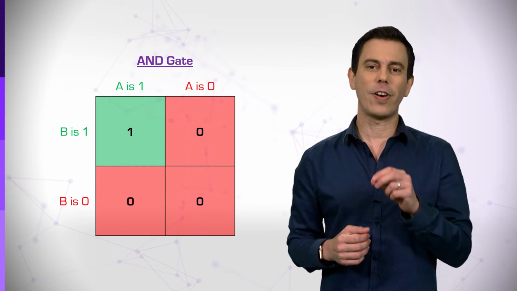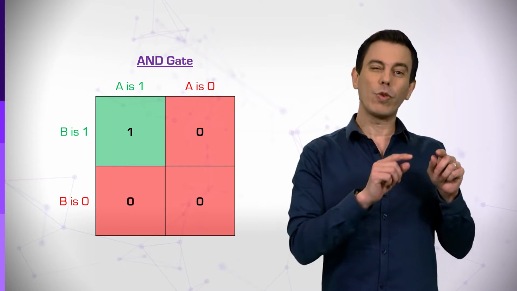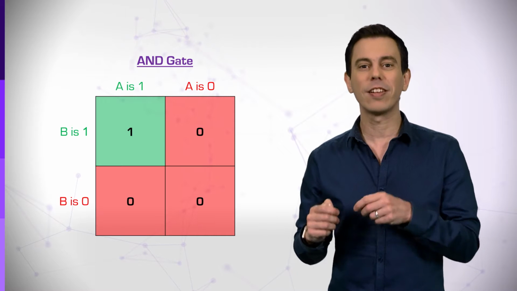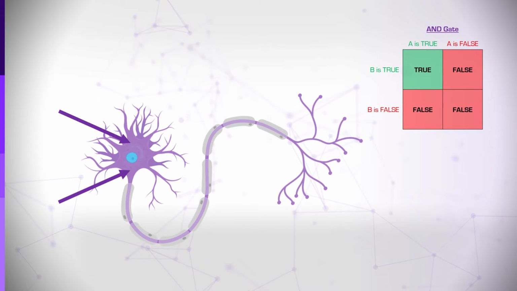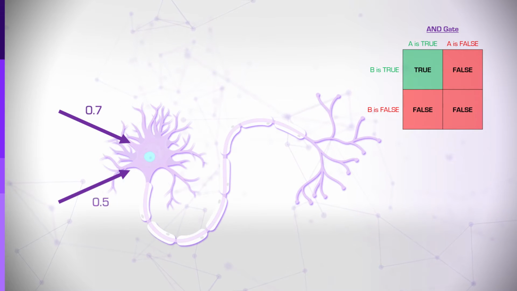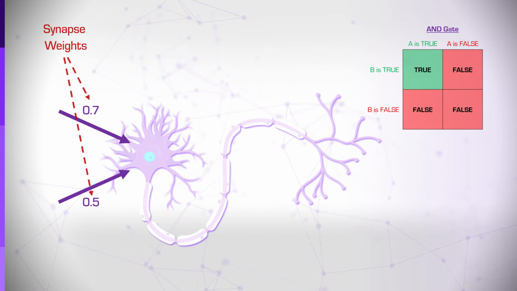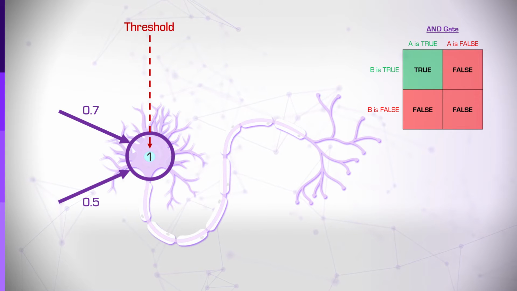First, let's define the elements of the operation numerically. We will represent true as the number 1 and false as the number 0. Here we have two dendrites. Those are our input elements. Let's say that in this problem our synapses are adjusted to 0.7 and 0.5. The threshold above which this neuron will fire an output is adjusted to 1.